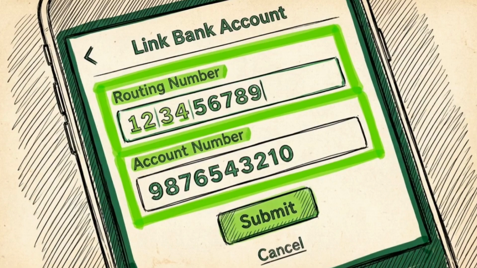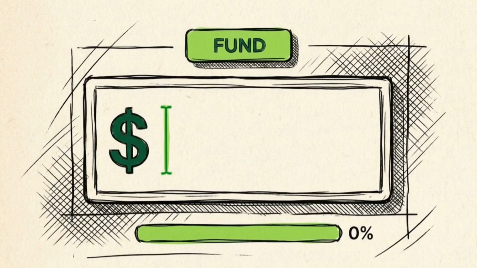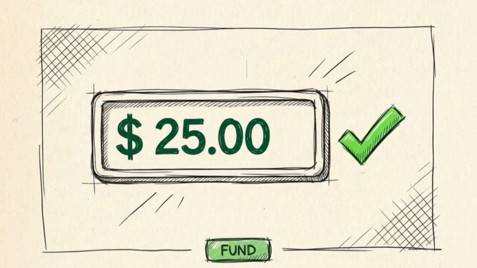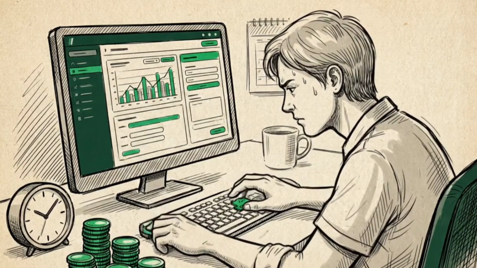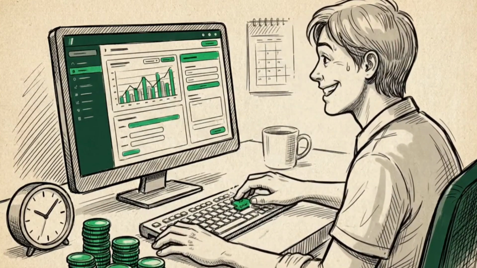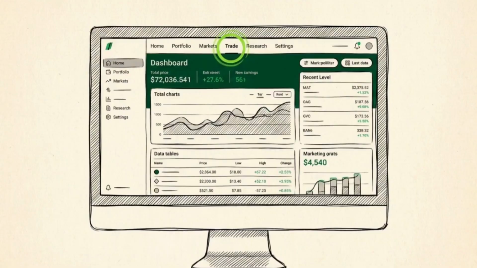To fund the account, enter your bank's routing number and your specific account number to connect your checking or savings. Now, choose an amount for your first deposit. Since there is no minimum, starting with even $25 is a great way to begin. Review the summary page and click Submit. You have just moved from the planning phase to officially owning a brokerage account.